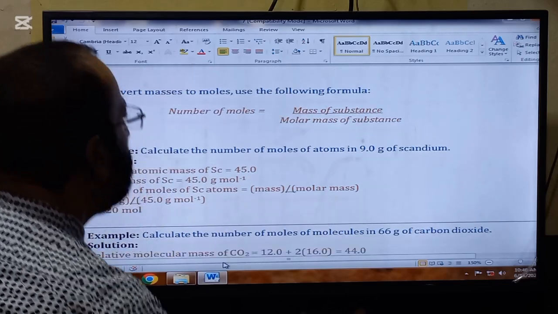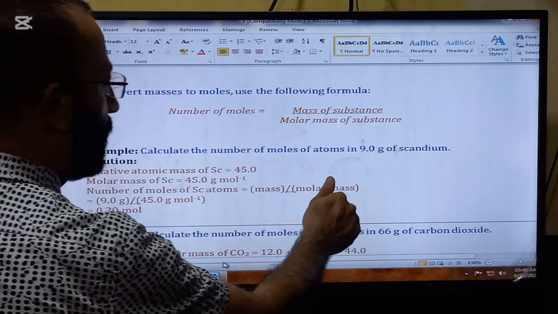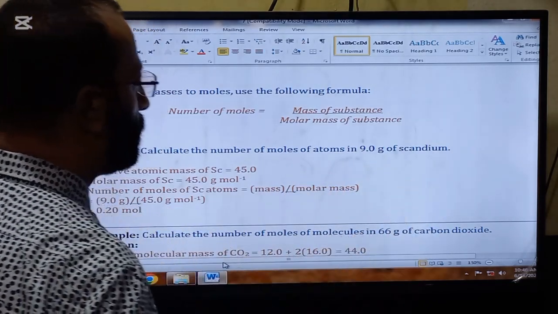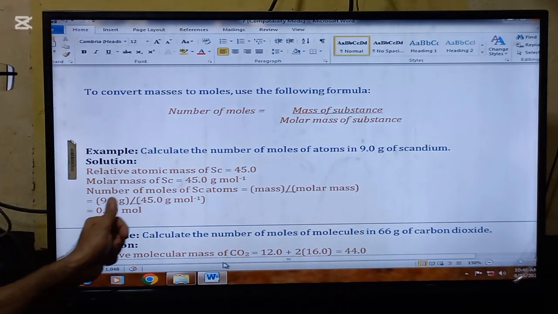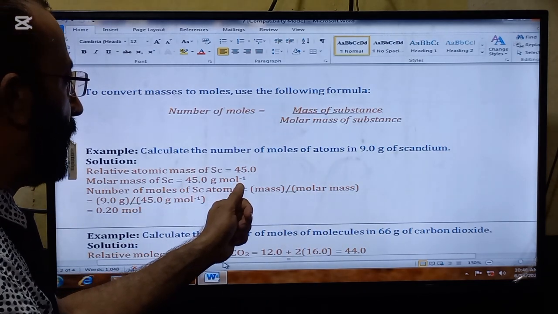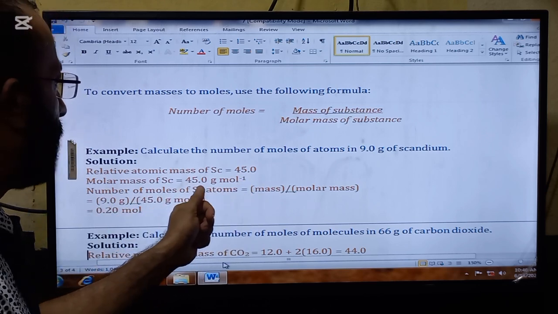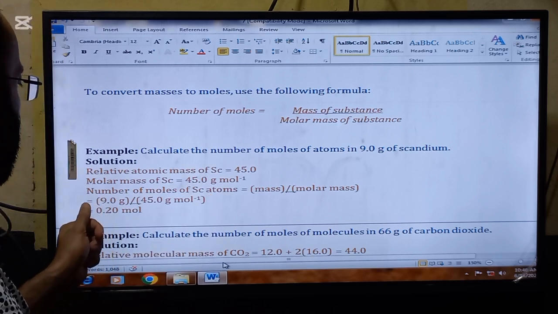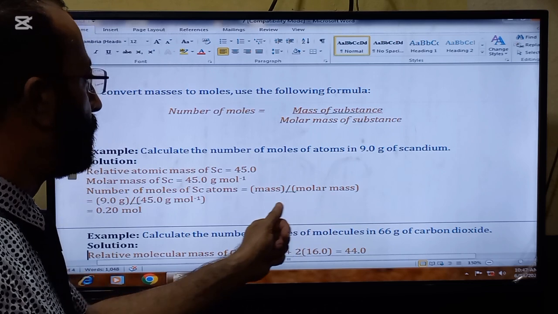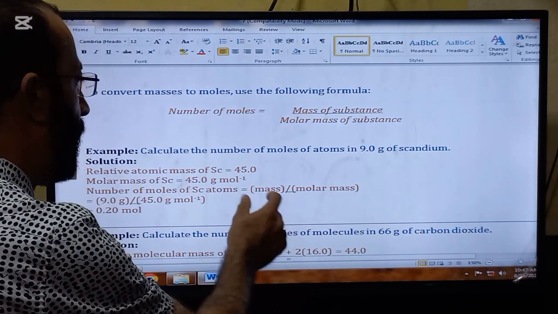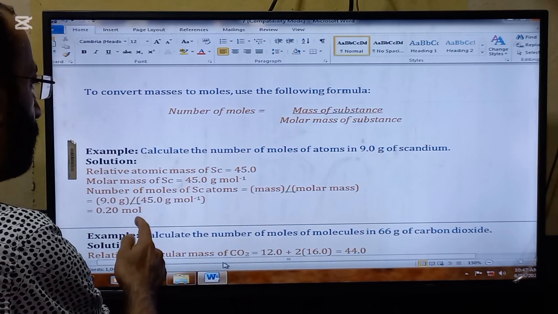Look now, this alternate form of the formula will be applied in some questions now. Calculate the number of moles of atoms in 9 grams of scandium. So mass is given. First, okay, relative atomic mass of scandium is 45. That is what we have found out from the periodic table. So molar mass is 45 grams per mole. Now we will put the formula, that is moles of scandium atoms is equal to mass over molar mass. Because mass is given, that is 9 grams, and molar mass is 45. So put the values into the formula, solve it on the calculator, answer will be in moles.